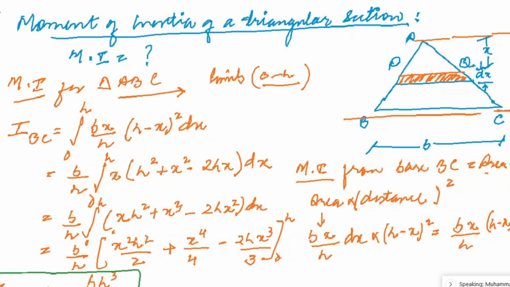Now, what will be the moment of inertia when I say I want to calculate the moment of inertia about an axis through its center of gravity? Can anybody tell me what will be the moment of inertia about an axis which is through the center of gravity? Any idea?